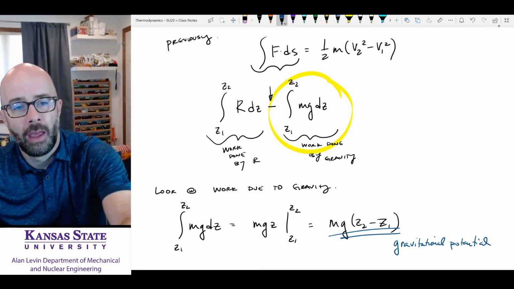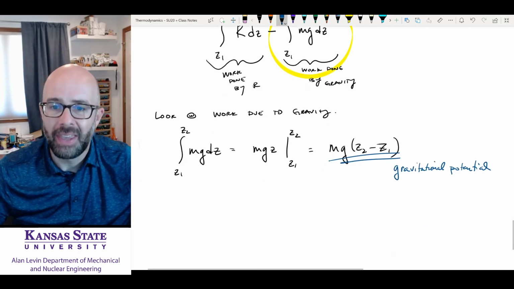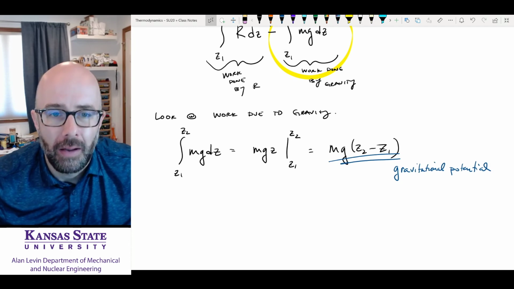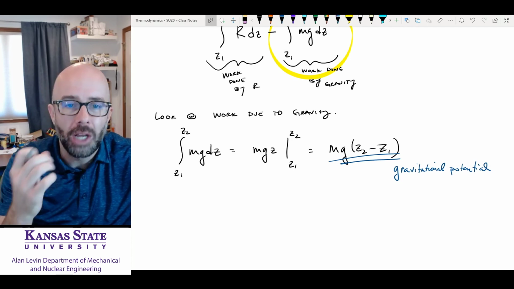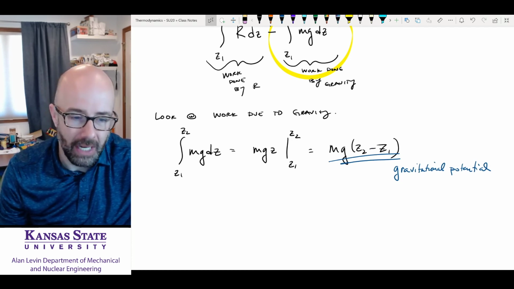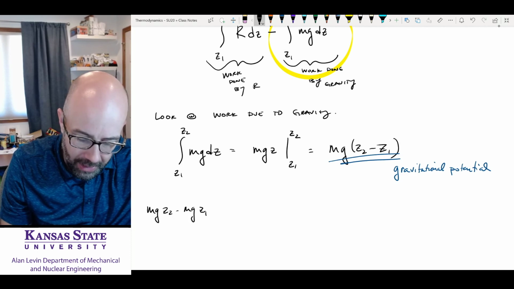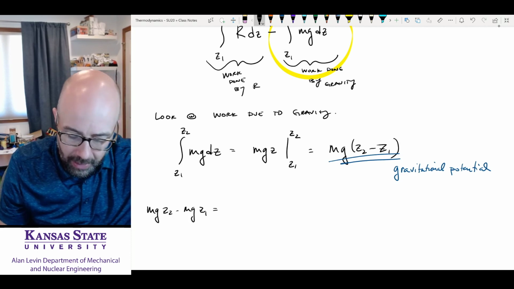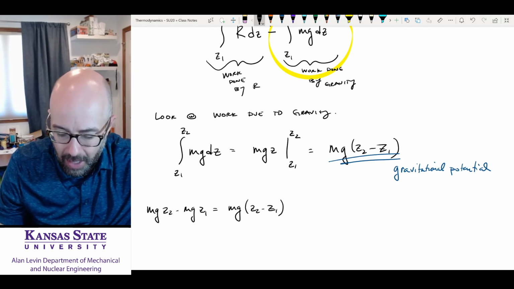Gravitational potential energy. So that is breaking up that one special type of work that's happening there, that gravitational work. And so we can write this as mgz2 minus mgz1. We can write it as mg times (z2 minus z1). I can write this as the change in potential energy, or I can write this as the potential energy at state 2 minus the potential energy at state 1.